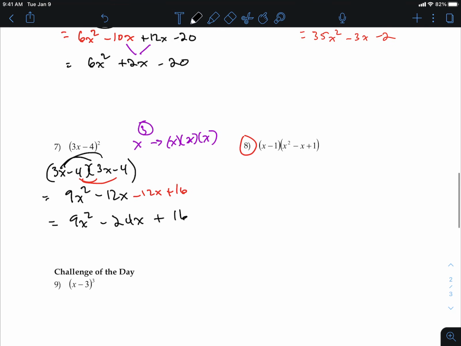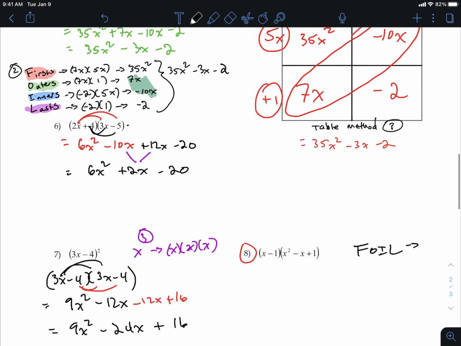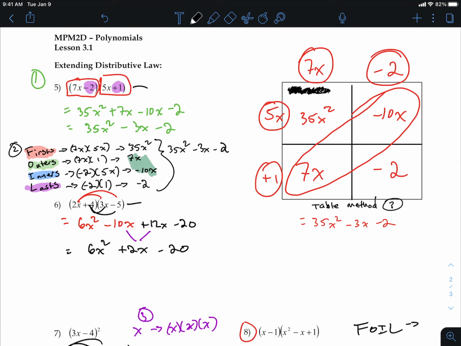Okay, one more. Again, it doesn't matter. I'm going to show you the table method, but it doesn't matter if you do this. The problem is FOIL's going to break down for you here, right? FOIL only really works when you have 2 binomials. I haven't gotten into that terminology yet, but yeah, 2 binomials. When you have 2 pieces that look like that, you can only use FOIL. So now we've broken the FOIL method.